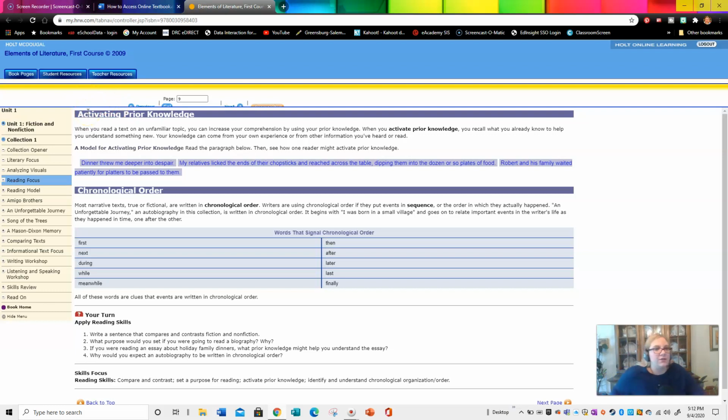Activating prior knowledge. When you read a text on an unfamiliar topic, you can increase your comprehension by using your prior knowledge. When you activate prior knowledge, you recall what you already know to help you understand something new. Your knowledge can come from your own experience or other information you've heard or read. A model for activating prior knowledge. Read the paragraph below. Then see how one reader might activate prior knowledge.